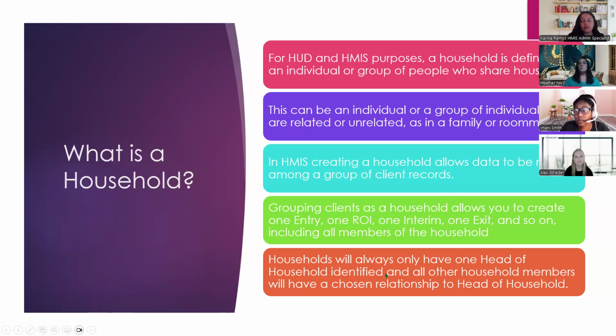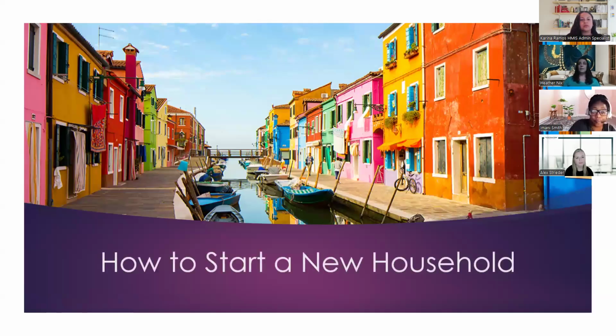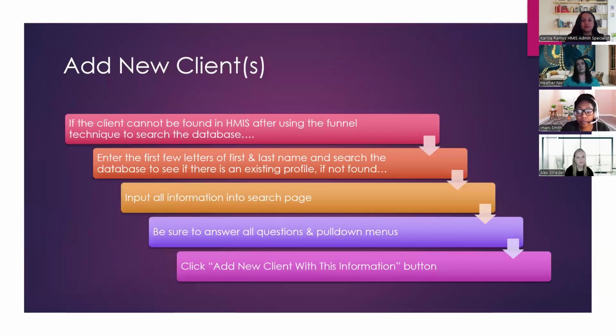And we always want to make sure, right? Very important that we have one head of household identified, and all other household members must have a chosen relationship to head of household. So relationship to head of household and one and only one head of household is extremely important. How do we start a new household in HMIS?